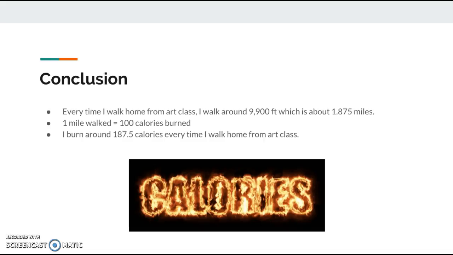So in conclusion, every time I walk home from art class, I walk around 9,900 feet, which is about 1.875 miles. And for a person of my size, 1 mile walked is equal to 100 calories burned. So with 1.875 miles and 100 calories burned per mile, I burn around 187.5 calories every time I walk home from art class.